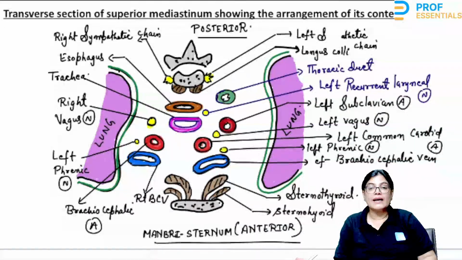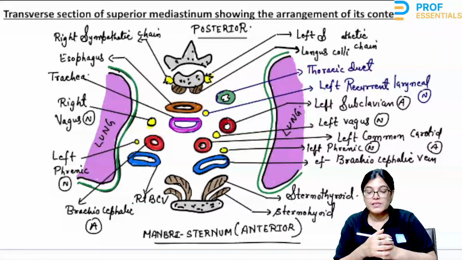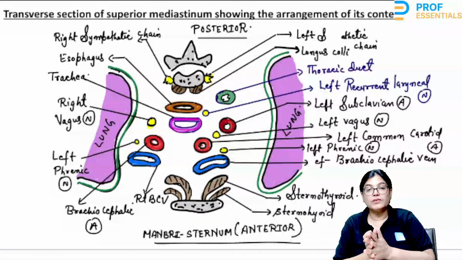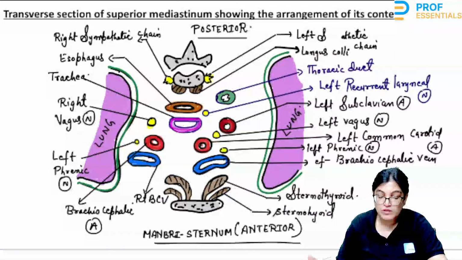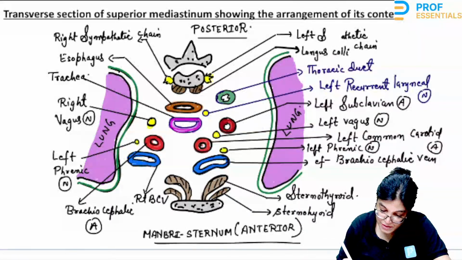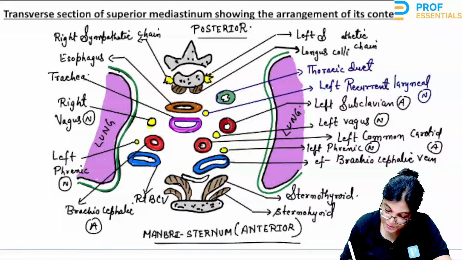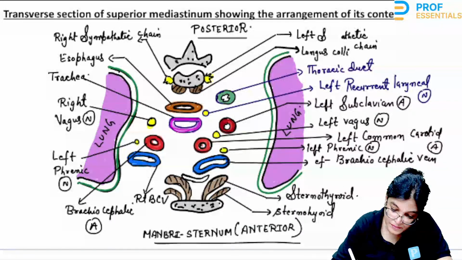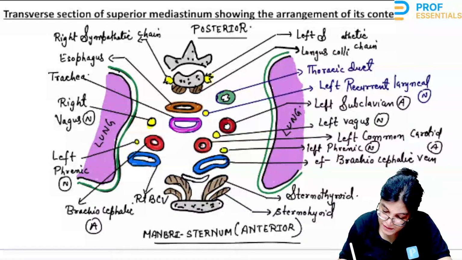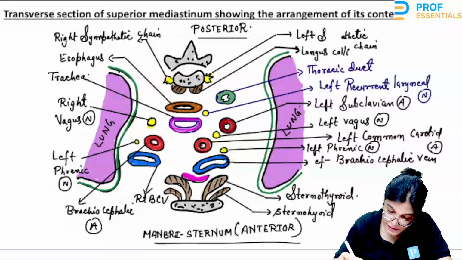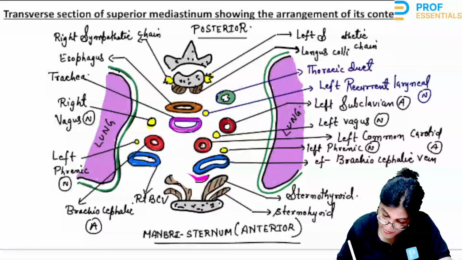So this is exactly the transverse section which has been made showing the content of the mediastinum. All the important structures have been shown in this transverse section. One more structure is missing, that is the thymus gland. Here itself we will have the thymus gland. So this is exactly the thymus gland which I have made.